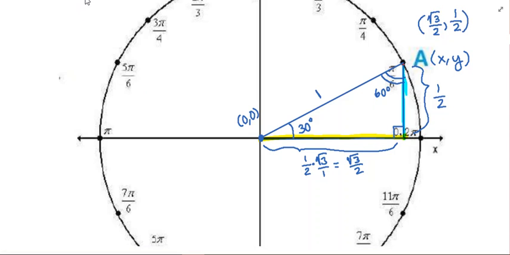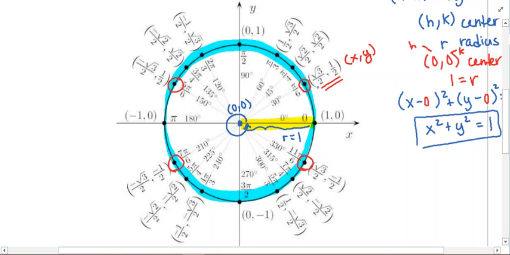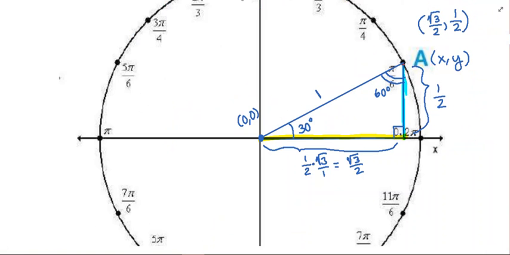You can go back to the complete unit circle. You can check out the coordinates at pi over 6 or 30 degrees, and there they are, the square root of 3 over 2, 1/2. So now you can see where those coordinates came from.